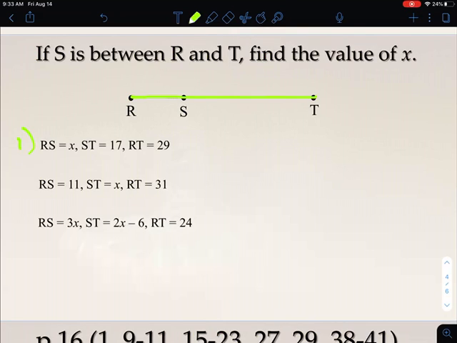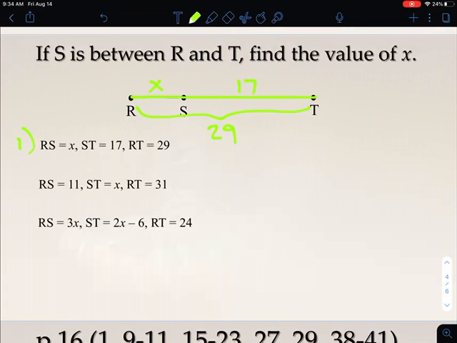With these types of problems, it helps to label the picture so that you can visualize what's actually happening here. So RS has a length of X, so we just put an X right between R and S. ST has a length of 17. And then RT, so the entire length, typically I do something like these little braces here, is 29. So the whole length from start to finish is 29.